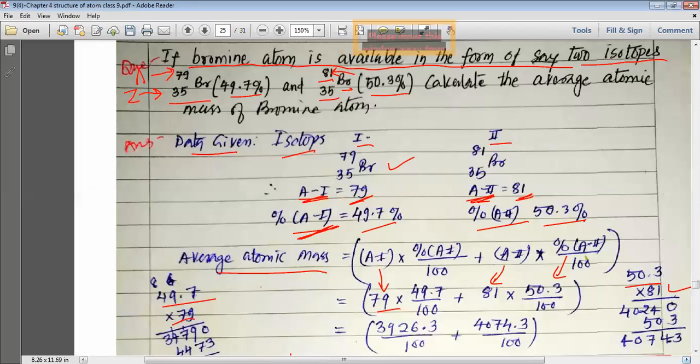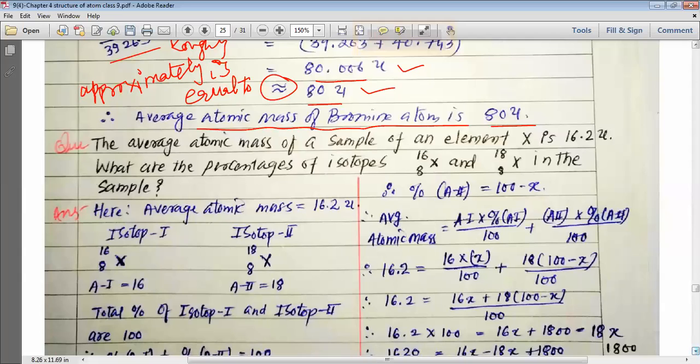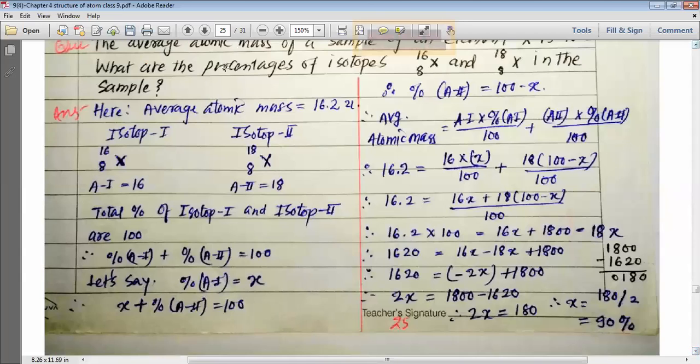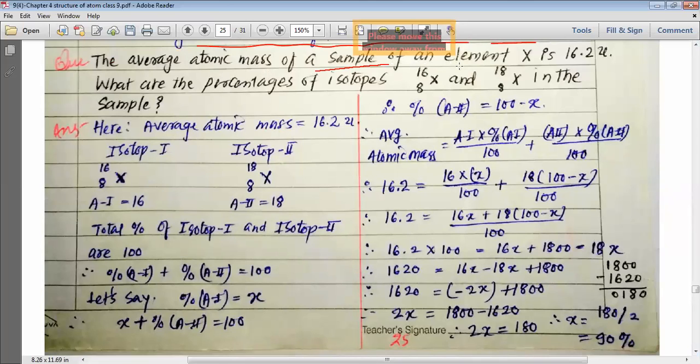Let me read the question for you. The average atomic mass of a sample of an element X is 16.2 u. This is the average atomic mass they have already given us. What are the percentages of the isotopes 8X16, where 8 is your Z and 16 is your A.